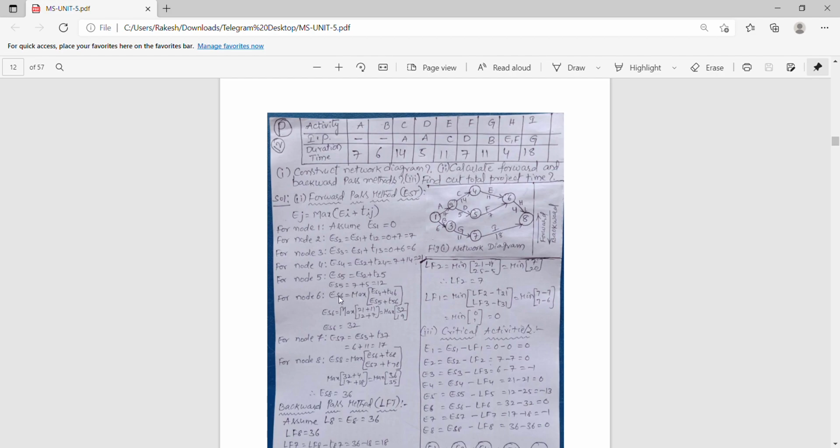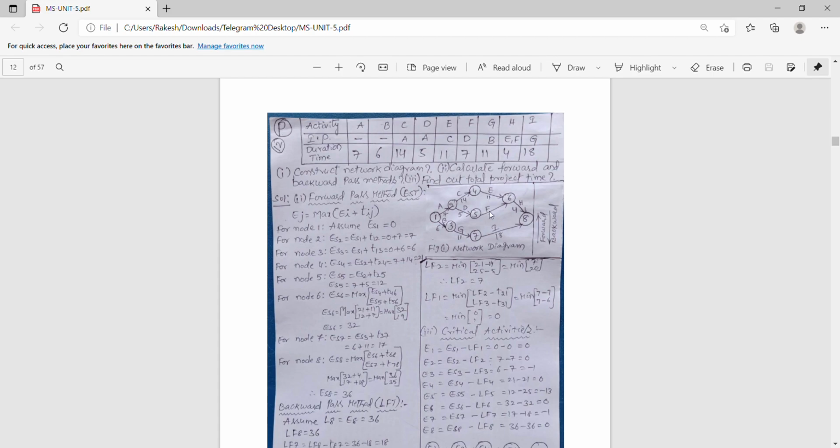Next, earliest starting time of 6. Here we have two nodes, it is getting from two nodes, so we have to consider both: earliest starting of 4 plus time taken from 4 to 6, and earliest starting of 5 plus time taken from 5 to 6. We have taken the maximum. In the forward method I said we have to take the maximum.